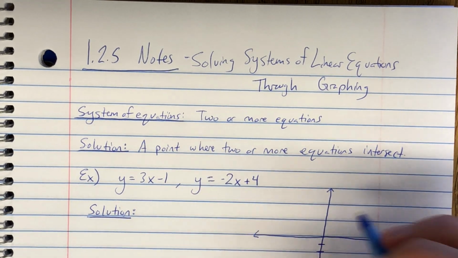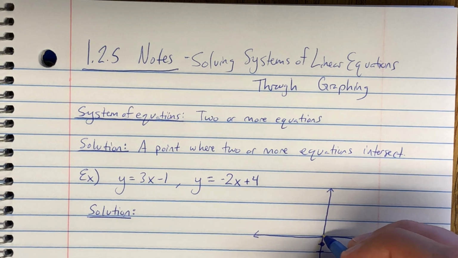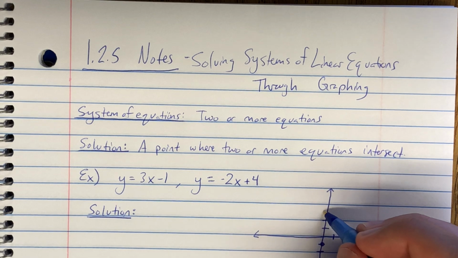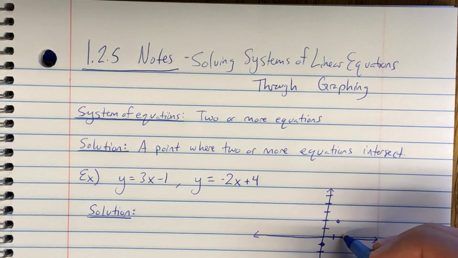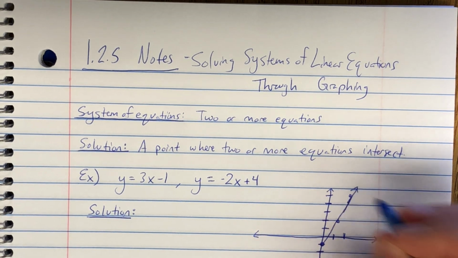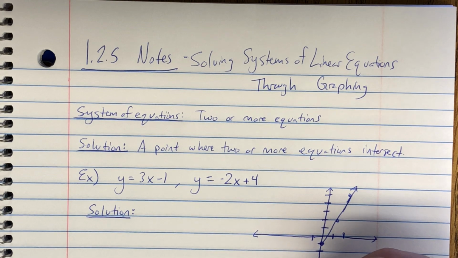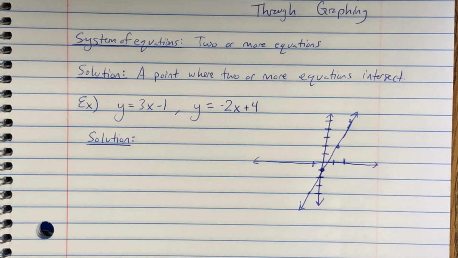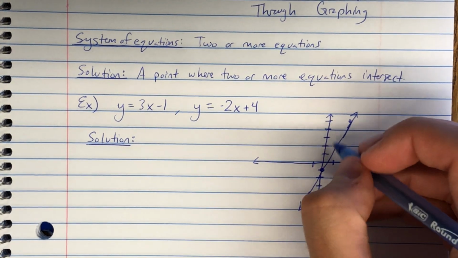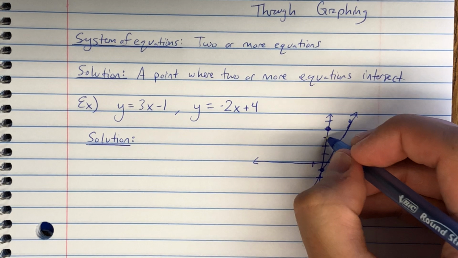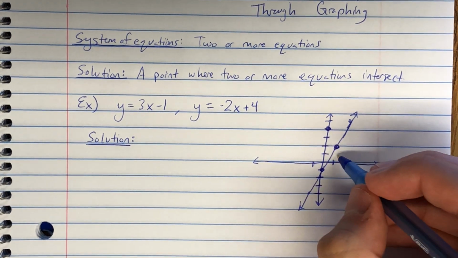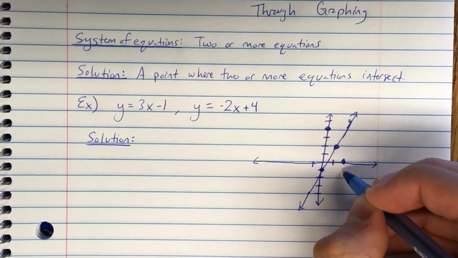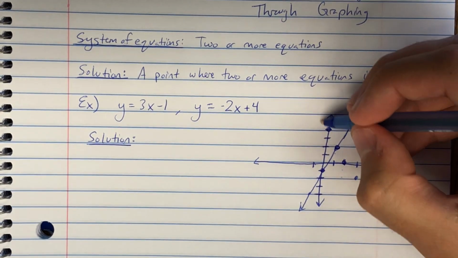So we start at the y-intercept of negative 1, then we're going up 1, 2, 3, and over 1, up 1, 2, 3, and over 1. Same thing would go for the opposite direction. And we also have negative 2x plus 4, so we start at 4. And we go down 2, over 1, down 2, over 1, down 2, over 1.